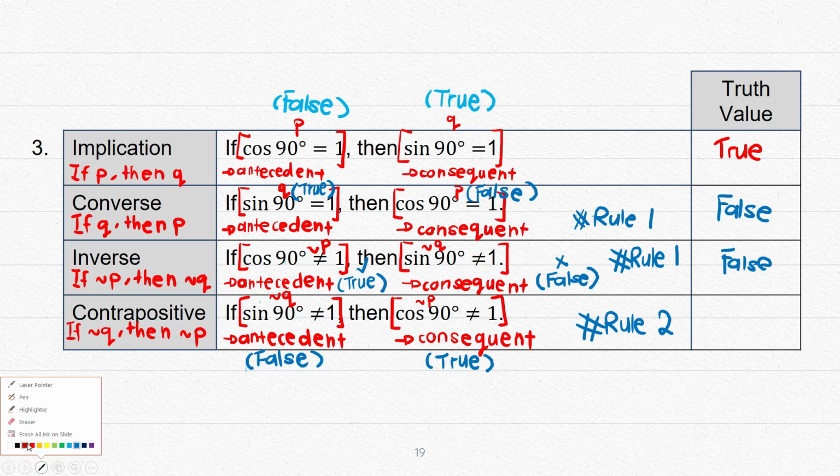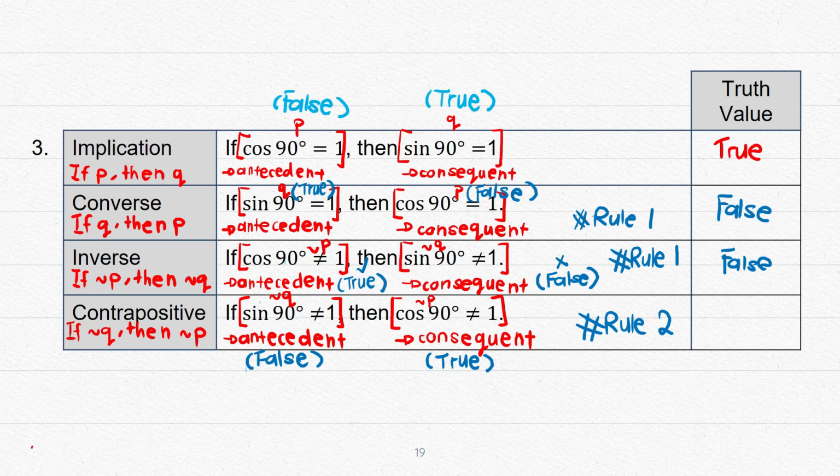If the antecedent is false, then the consequent is true, then it becomes false. No, I don't know. Because I haven't printed yet. Sorry, teacher, I haven't printed yet. Never mind. It's okay.